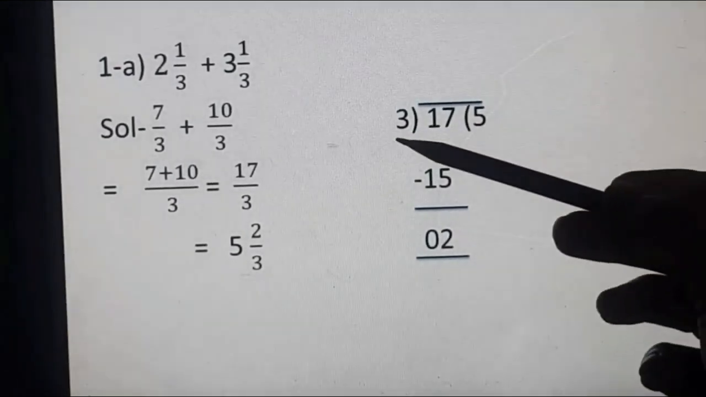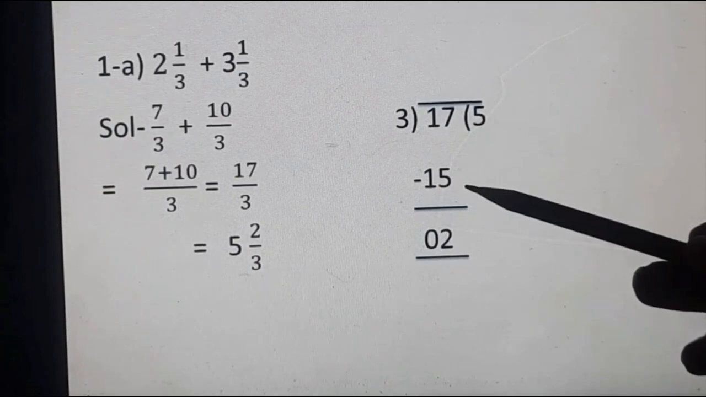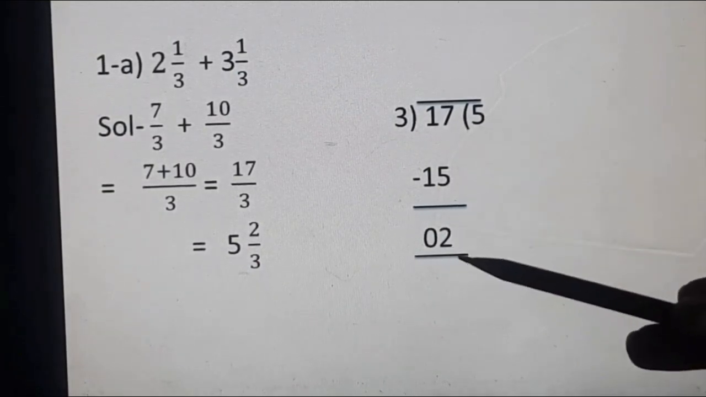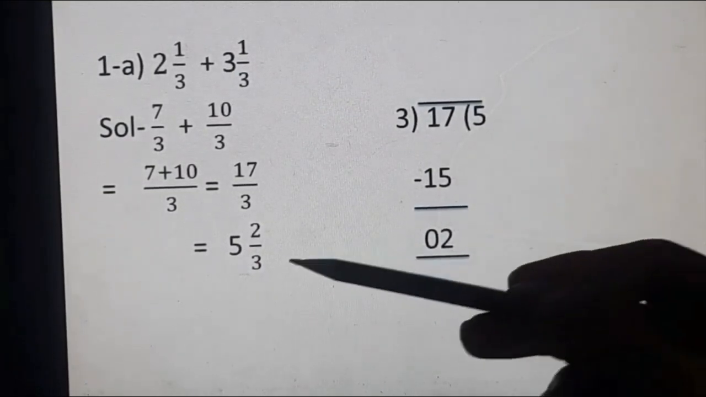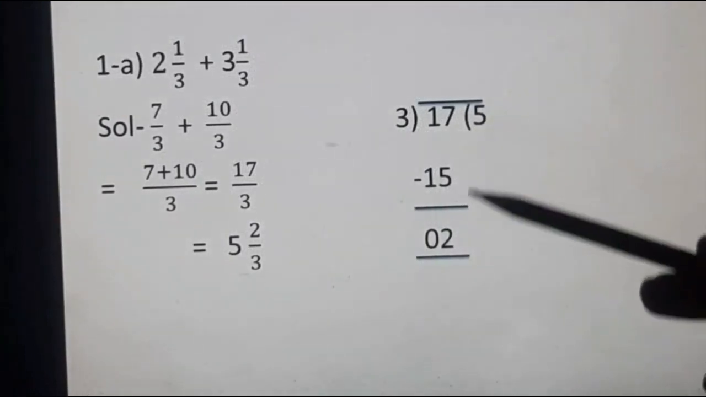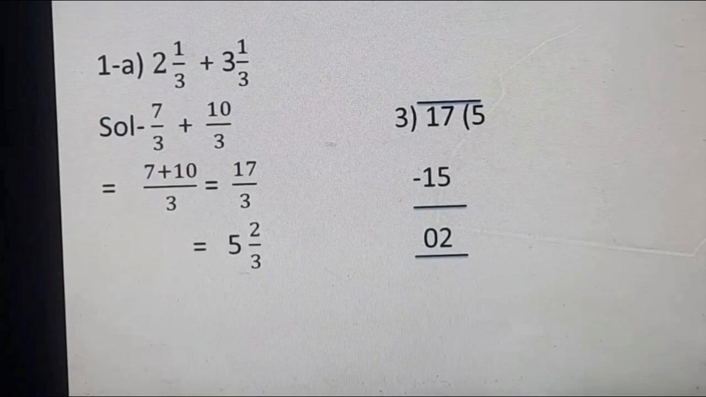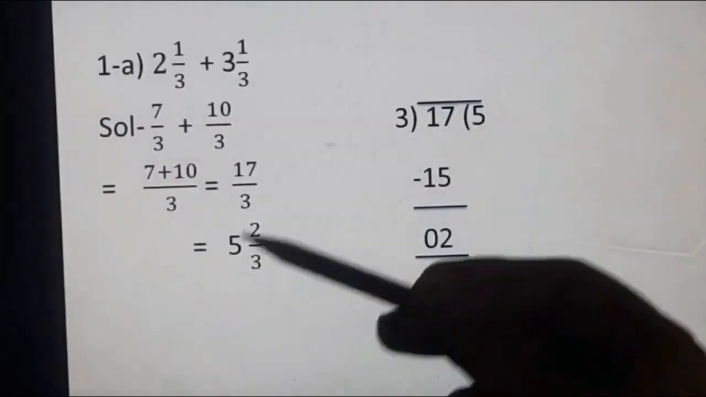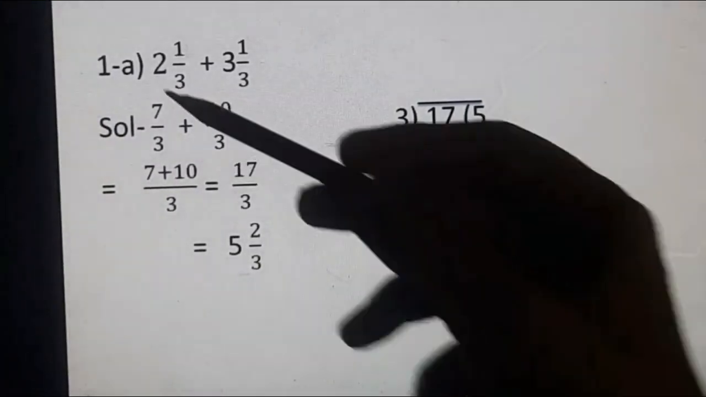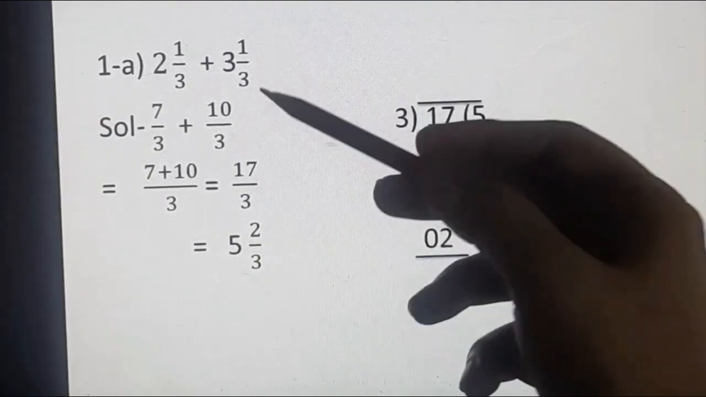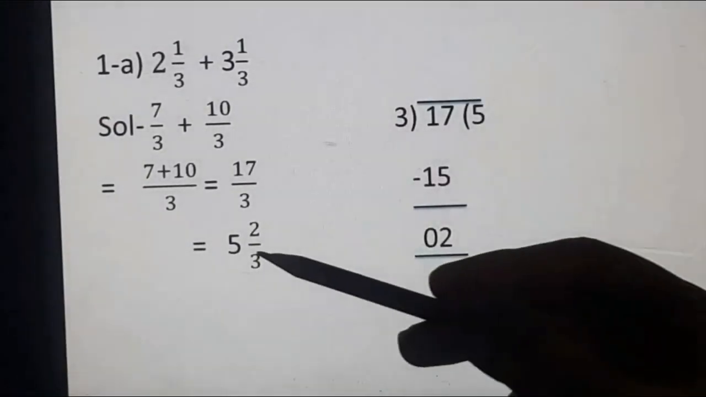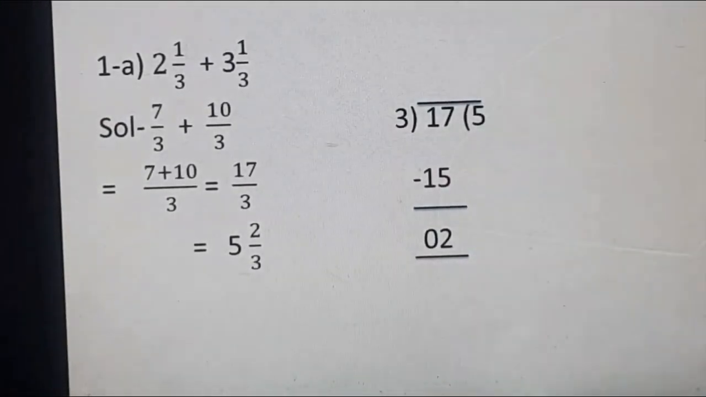Now 17 divided by 3. 3 5s are 15. 17 minus 15, 2. And now the mixed fraction form is 5 2 by 3, which is our Q whole R upon D form. 5 whole 2 by 3. So 2 whole 1 by 3 plus 3 whole 1 by 3 is changed into 5 whole 2 by 3.